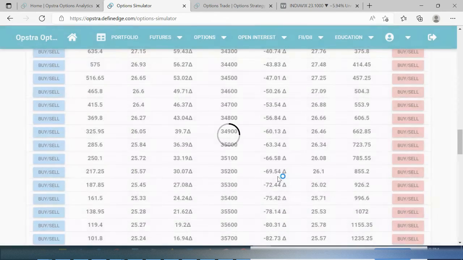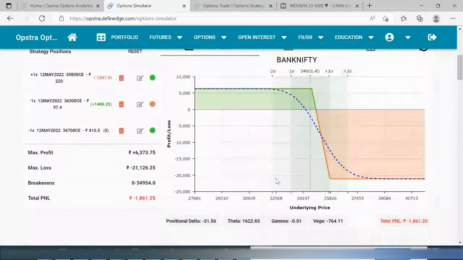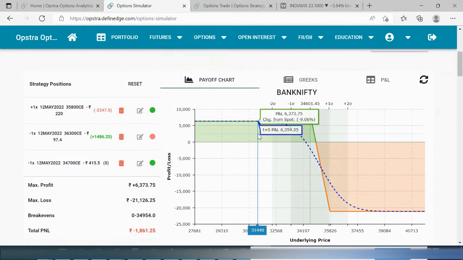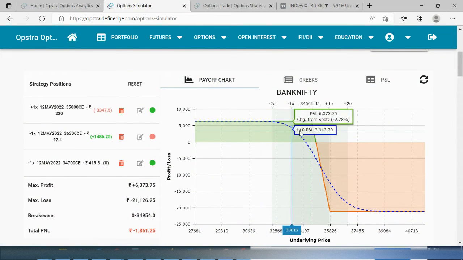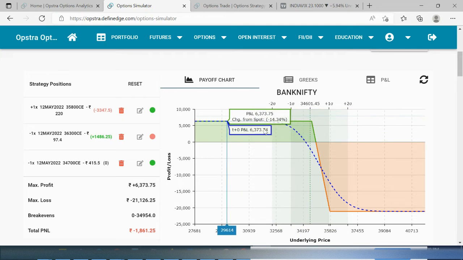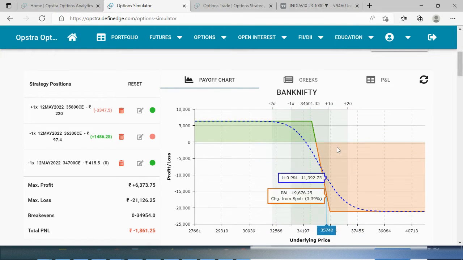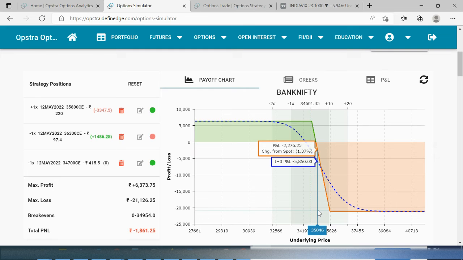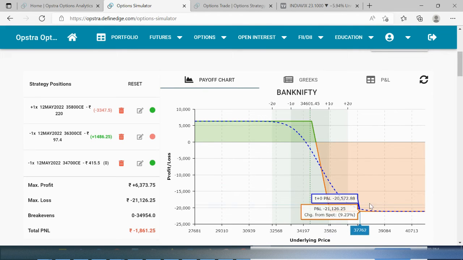Let me go for one lot. I'm selling. See, this is the credit spread. Now you'll have a profit of 6,300 in case the market keeps falling from here. No doubt, on the upside, you have the loss. So there is no holy grail. Again, I keep telling that there is no holy grail. If someone is concerned about the call side, then do not even deploy this logic.